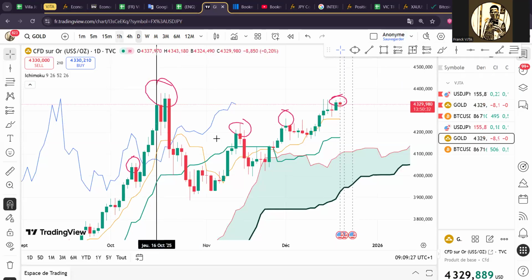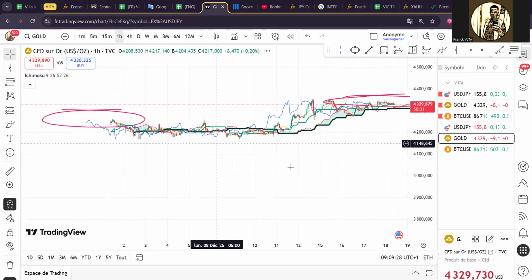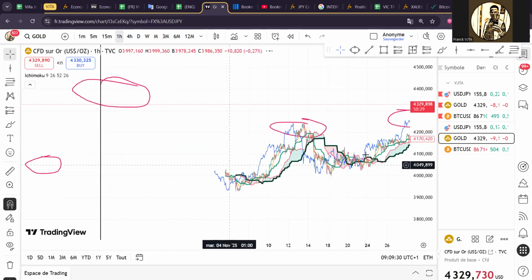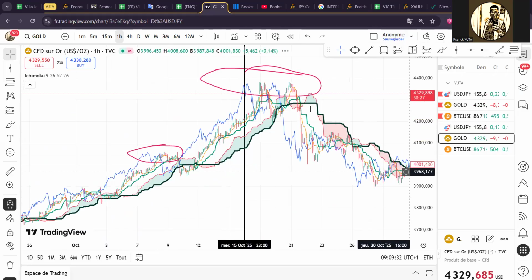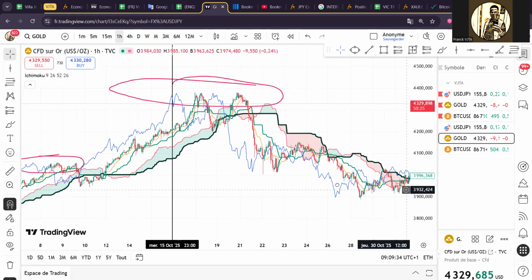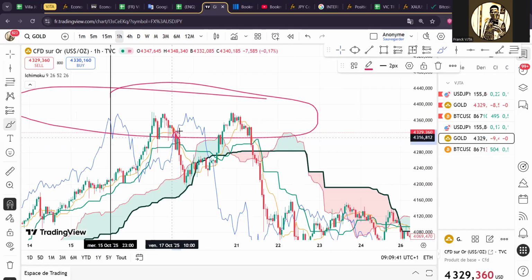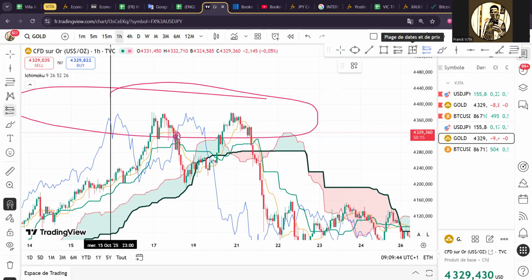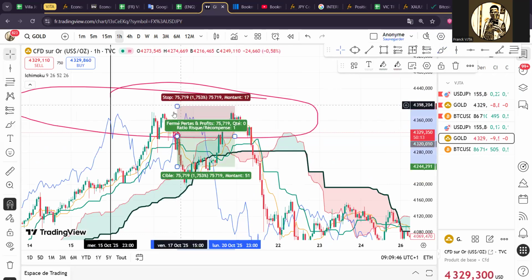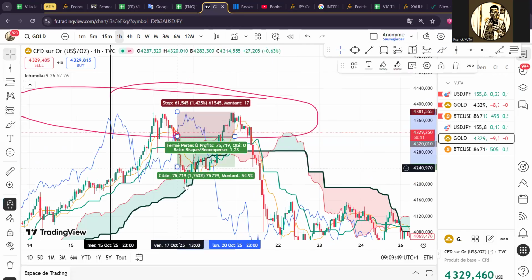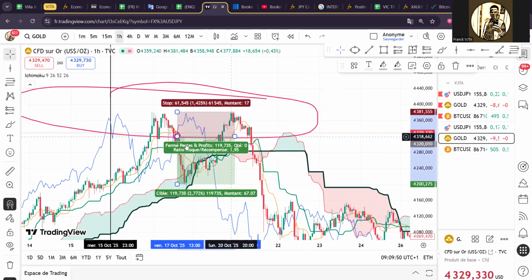You go on 1 hour, you skip the time frame by 2, you go on 1 hour. And what will you see? You will see the H1 Tenkan bending down. When you see the Tenkan H1 bending down like this, you know that that's the best time to sell. That's the best time to sell.